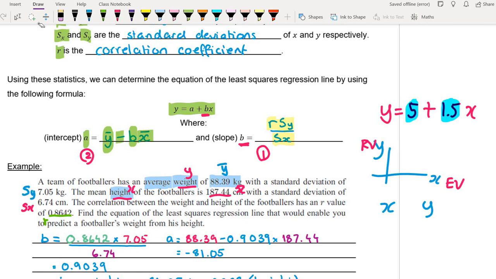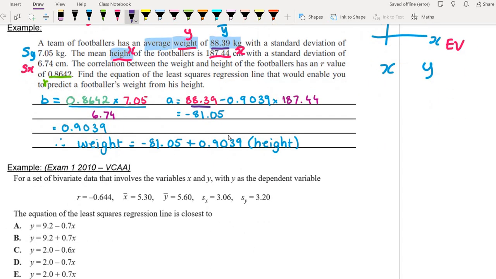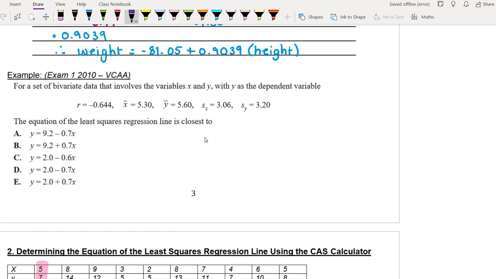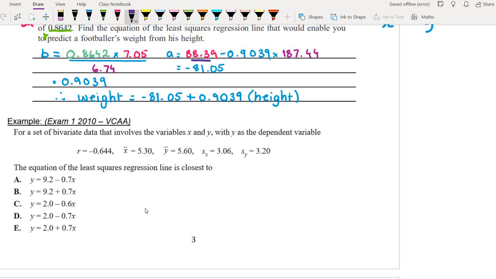Now, once we have all these 5 things, it's as simple as putting them into these formulas here. I've already done it here. Wherever you see the mean of Y, which is here, put it into there, and so on. I don't think I need to go through that. If that's still confusing to you, please do see me in class and I'll go over it with you. And have a go at this example, very similar to this one here. You should be able to do it without much issue. So pause the video now and have a go, and come back to the video for the answer.